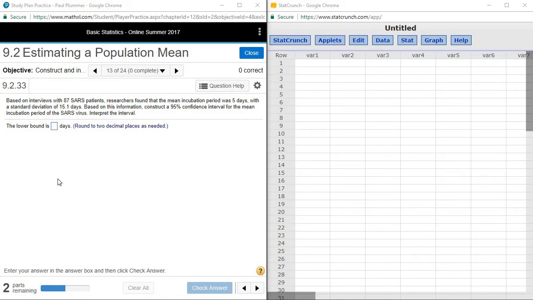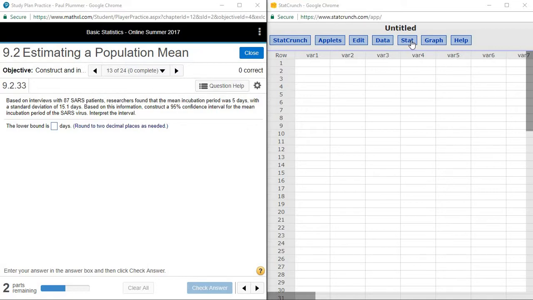In this problem, we're going to look at how to construct a confidence interval for a mean given summary data. So we don't have a data set. We're just given that the mean incubation period is 5 days, and we have a standard deviation of 15.1 days, and this comes from a sample of 87 subjects.